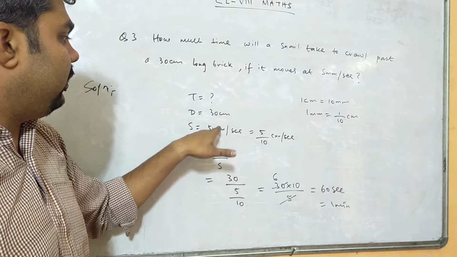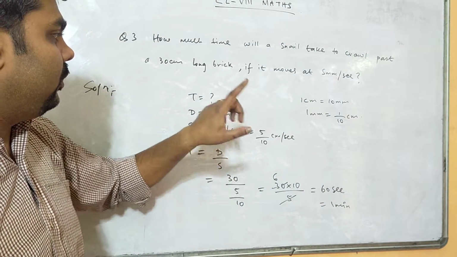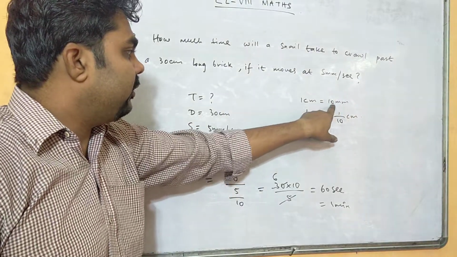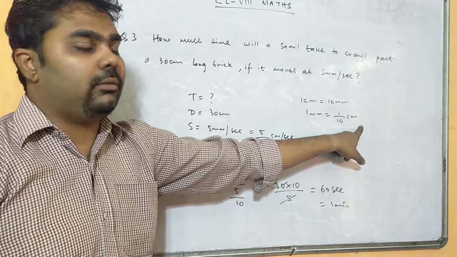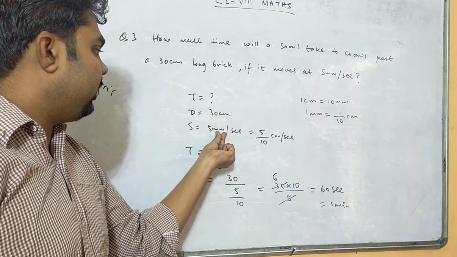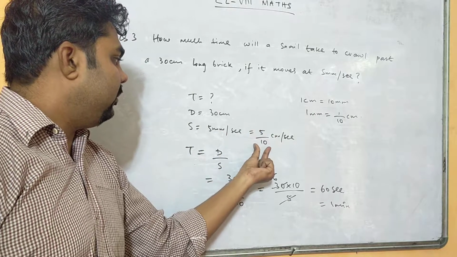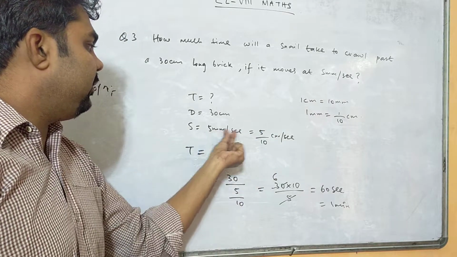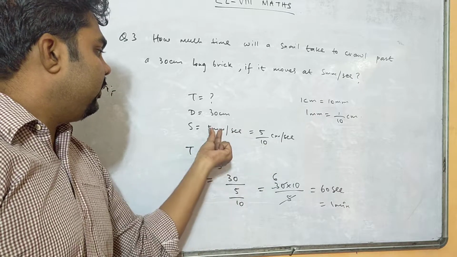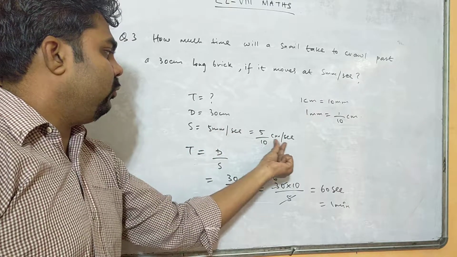So we have to convert this millimeter to centimeter. 1 centimeter equals 10 millimeter, or 1 millimeter can be written as 1 by 10 centimeter. Okay, this is the conversion. So you see 5 millimeter per second, 5 millimeter can be written as 5 by 10 centimeter. If you convert millimeter to centimeter, you have to divide by 10. So 5 by 10 centimeter per second.